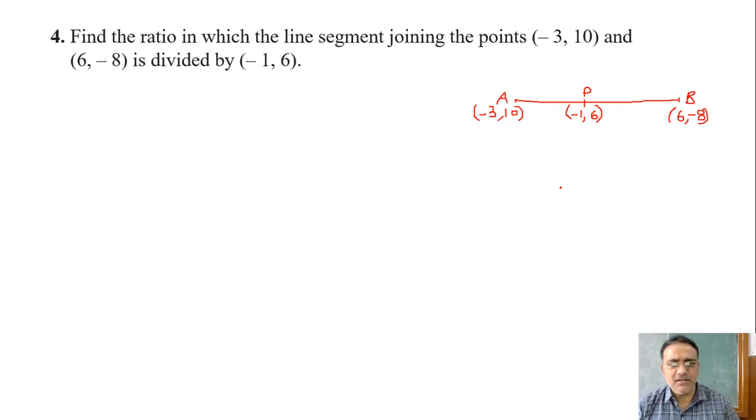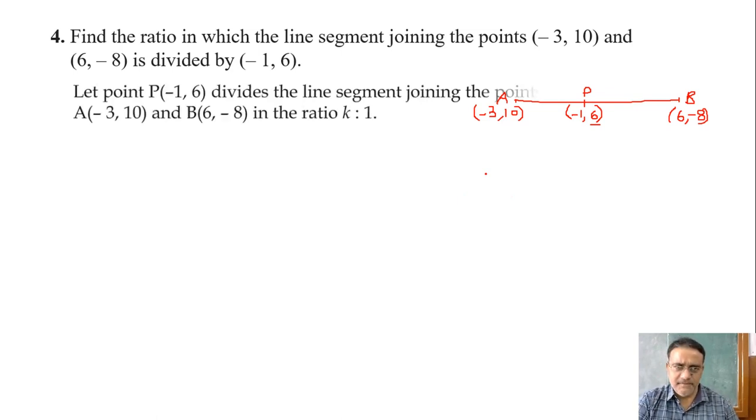Okay, why? Because most students make mistakes while handling the negative sign. So in order to avoid mistakes, don't take minus 1. I will take 6 only. So let us start. Let the ratio be k is to 1. Don't take m1 is to m2 or m is to n, because many students make mistakes in writing the ratio. So k is to 1 is the easiest method to find the ratio. So we took k is to 1.